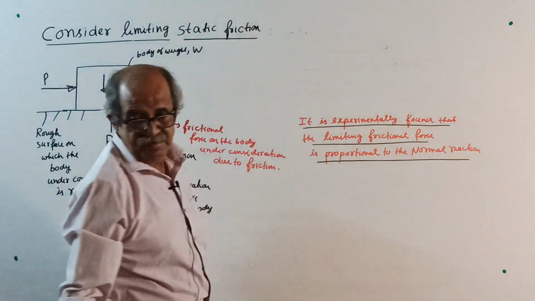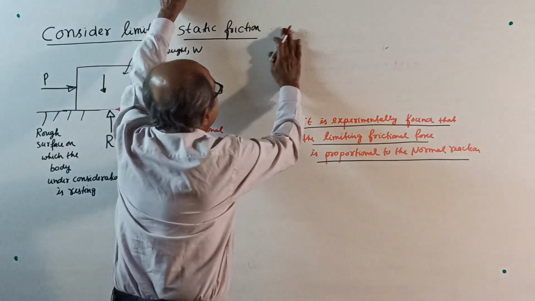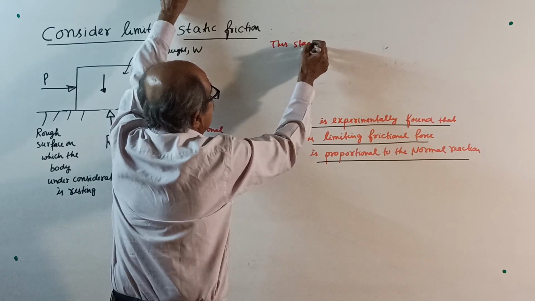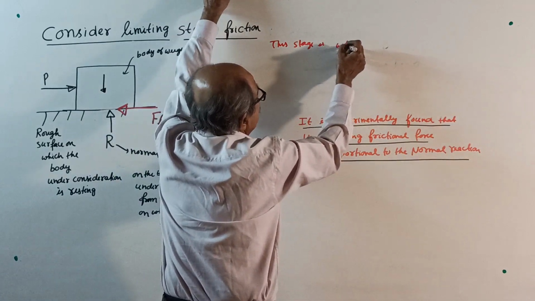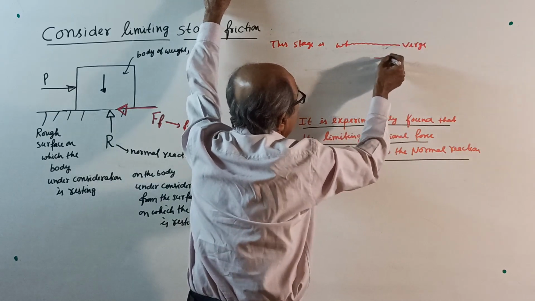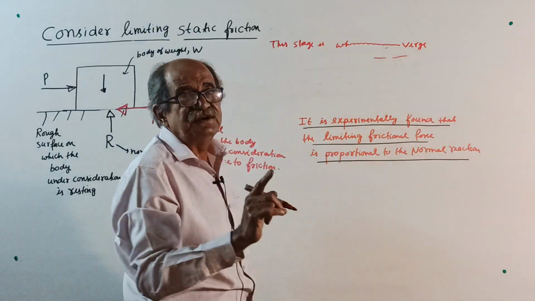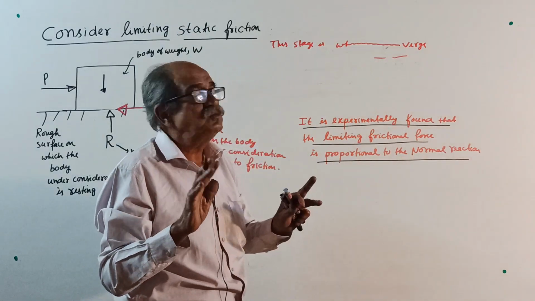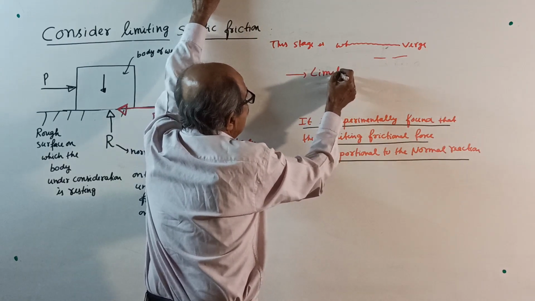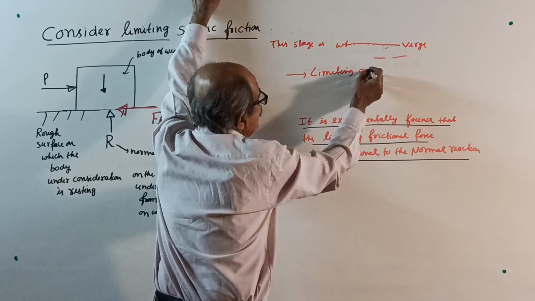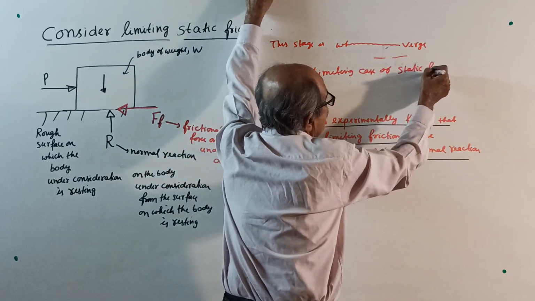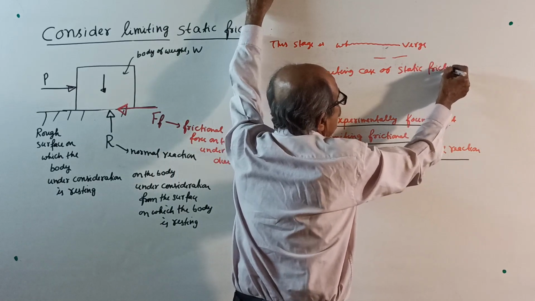This stage, that is, when the body is on the verge of moving or about to move but still not moved, is called the limiting case of friction, the limiting case of static friction.